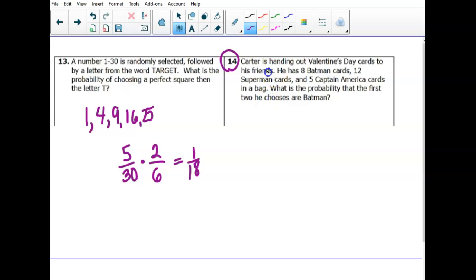This is that. Carter is handing out Valentine cards to his friends. He has 8 Batman and 12 Superman cards and 5 Captain America cards in a bag. What is the probability the first 2 he chooses are Batman? So the chance he picks one that's Batman first is 8 out of 25. Did I add that right, guys? But when he goes back to pick one, there's only 7 to pick from and only 24 cards to pick from. Even if he draws them both out at the same time, it doesn't matter. It's without replacement. He can't pull the same one out twice.